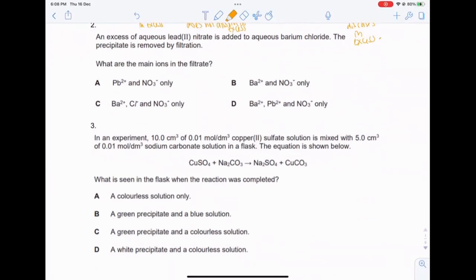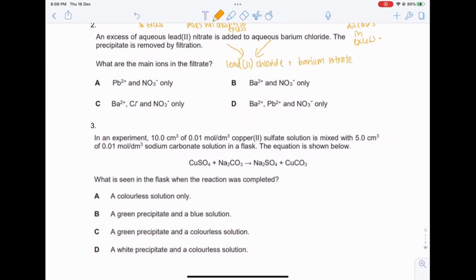Okay, number 2. An excess of aqueous lead(II) nitrate is added to aqueous barium chloride. The precipitate is removed by filtration. What are the main ions in the filtrate? So what will you get? Lead(II) nitrate plus barium chloride, you will get lead(II) chloride plus barium nitrate.